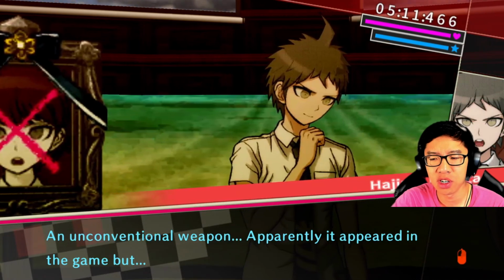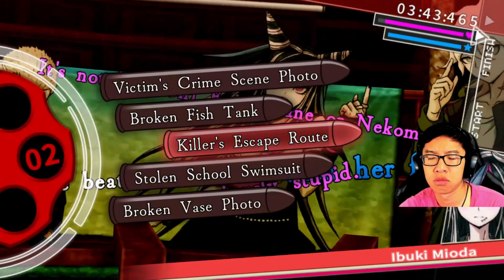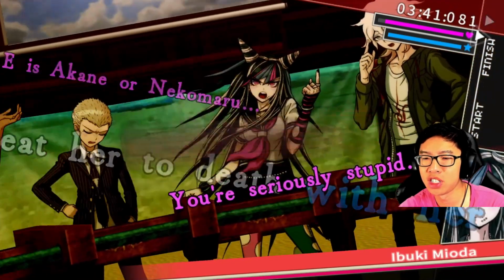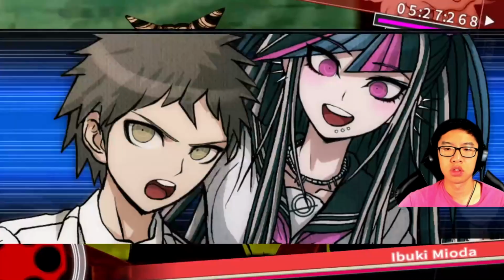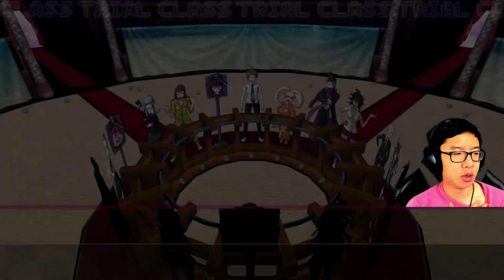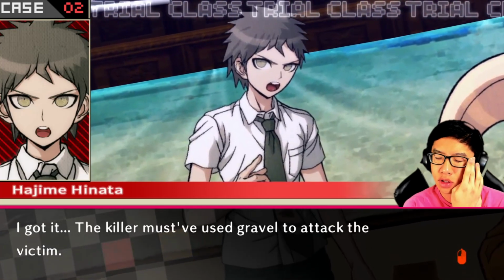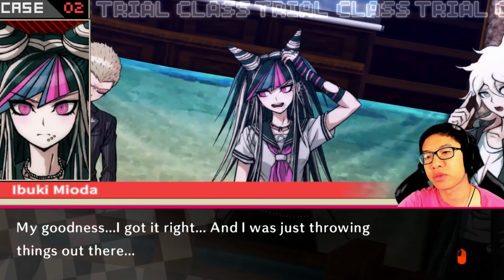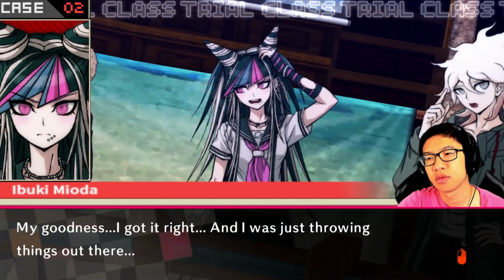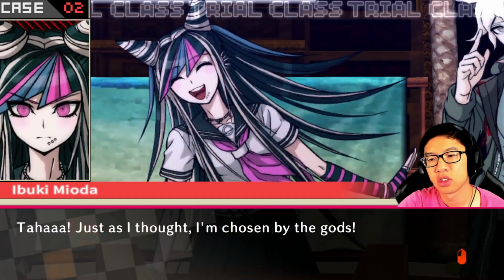An unconventional weapon, and apparently it appeared in a game, but none of us know. Beat her to death with her fists! How about beating her with gravel instead? I agree with that. So they put gravel in there? I got it. The killer must have used gravel to attack the victim. My goodness. I got it right. And I was just throwing things out there. Just as I thought! I'm chosen by the gods!